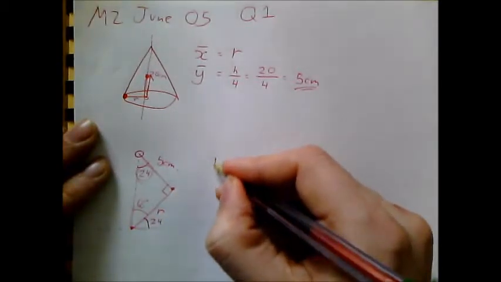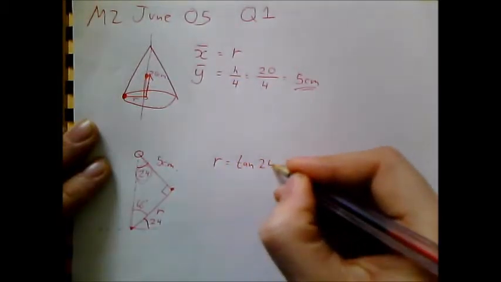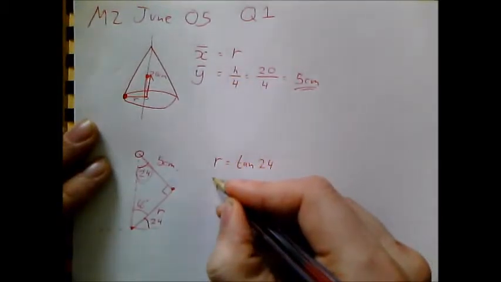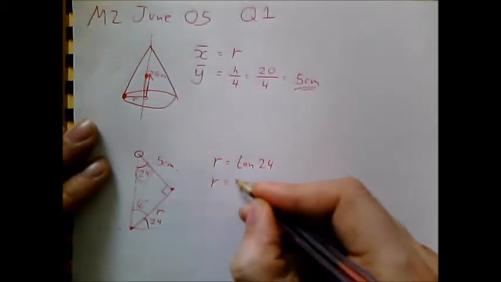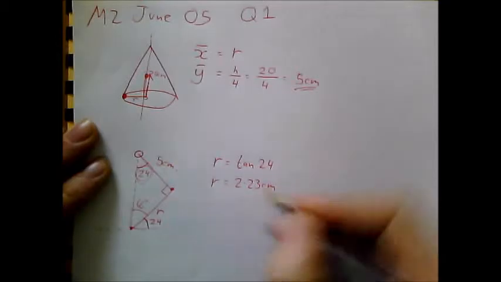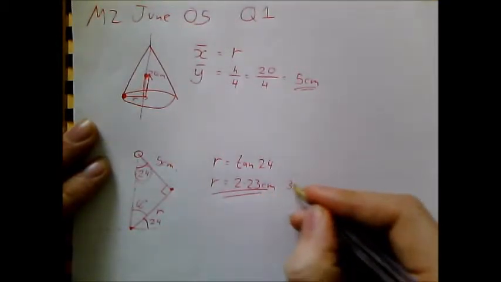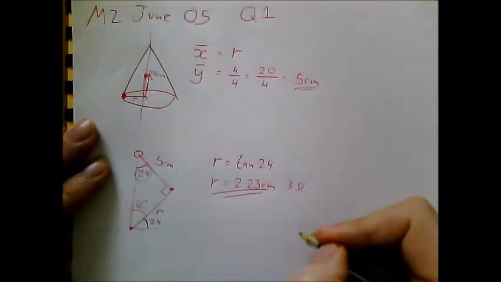So I can say the radius is equal to 5 tan 24. Putting that into a calculator, you should get 2.23 centimetres to 3 decimal places, 3 SF even. And that's that question done.